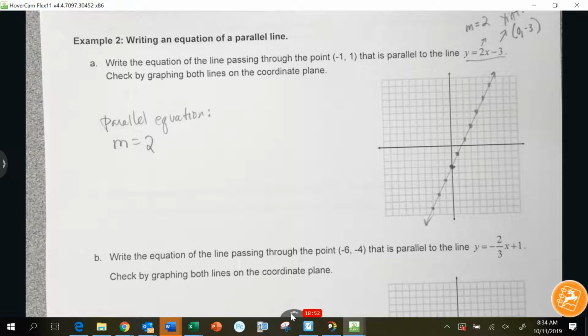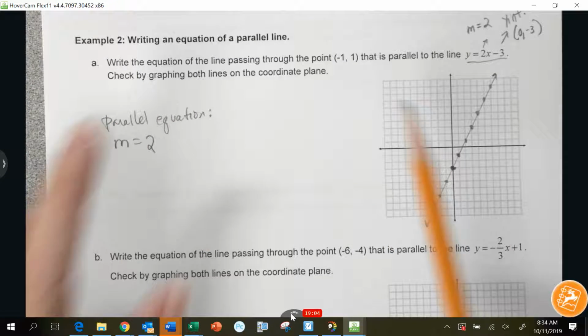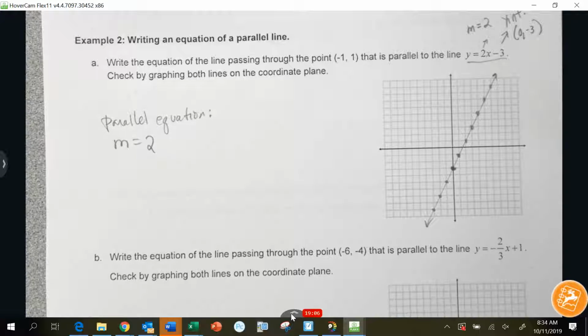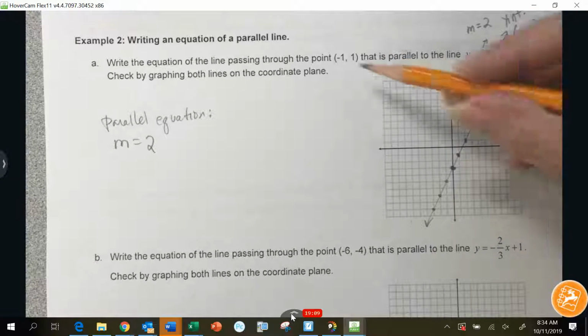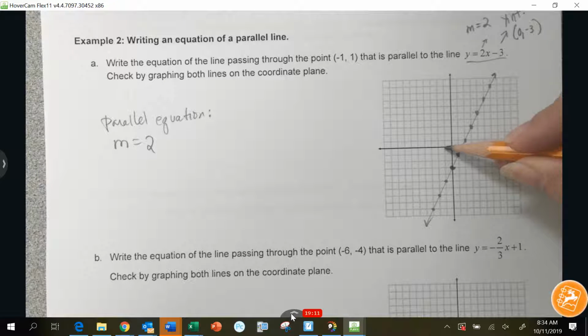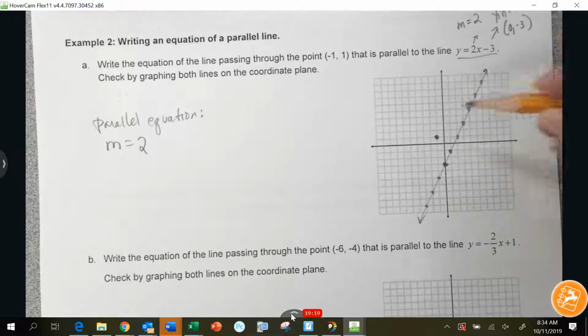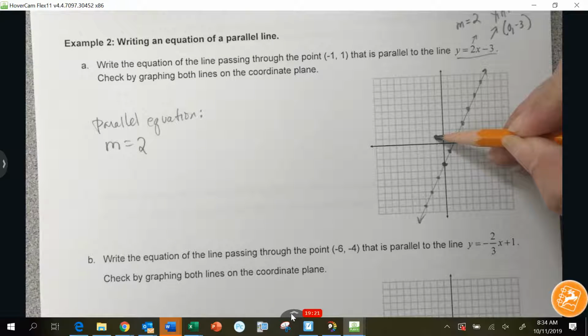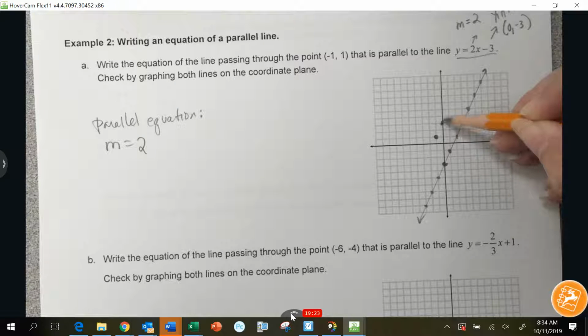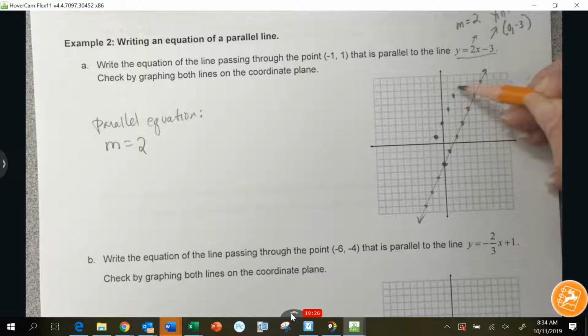What's something else that we know about the new equation? I don't know what the y-intercept is yet. But there is something in this first sentence that tells me something: it has to pass through -1, 1. So I know it's going to pass through here. I should be able to graph that new one now, right? I'm going to start here and use my slope of up 2 over 1, up 2 over 1, up 2 over 1.